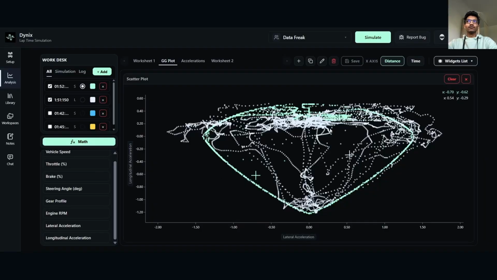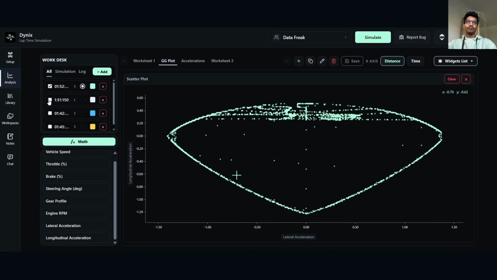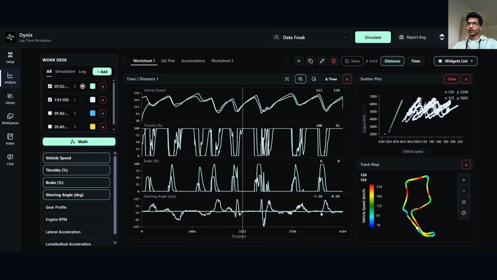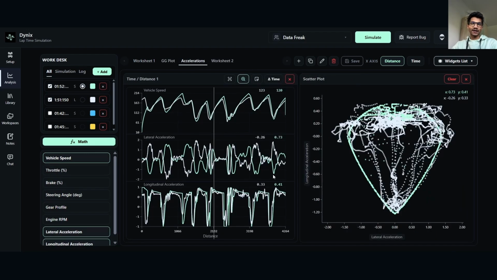So this is the value of the GG plot. It turns a lap into a visual map of the available grip. You can also use it in a full lap time simulation like this and compare other things alongside it. So for example, the driver inputs, which can literally show you what the driver did, and you can compare it with the GG plot to see if it matches and identify exactly where the performance is left on the table.